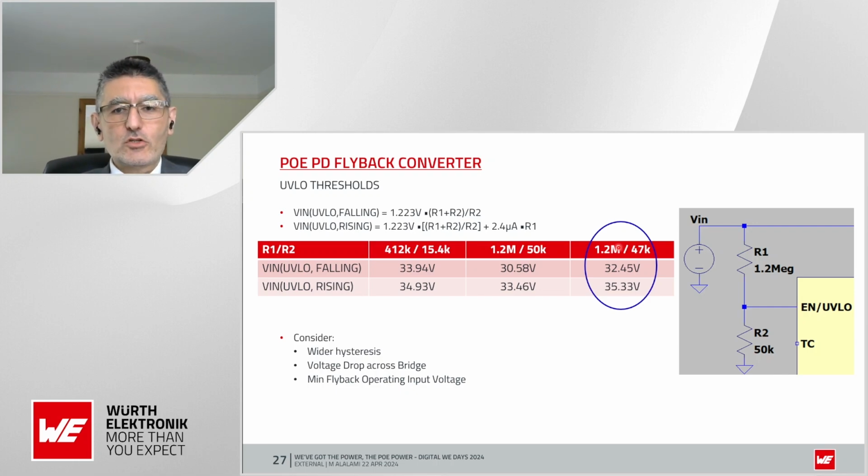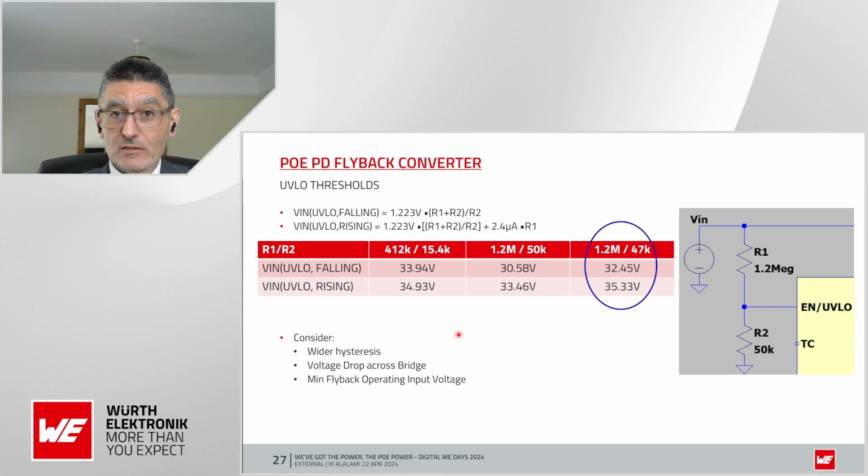Next is the undervoltage lockout thresholds. We wanted to change the values of those for several reasons, and that's what I mentioned here under consider. So the values that were used originally didn't have a wide enough hysteresis. Now we've selected two new values for the two resistors here. That gives us a wider hysteresis level. Also gives us the ability to consider the drop across the diode bridge.